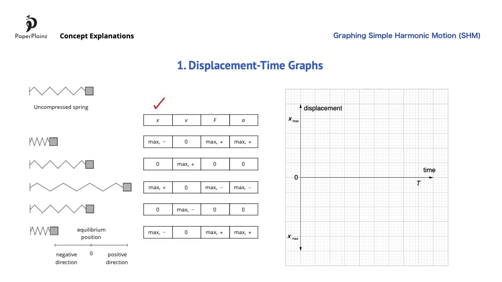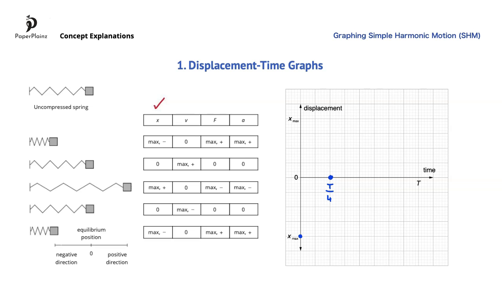At the start, when the spring is fully compressed, time is 0, and displacement is at its maximum negative value. This moment can be represented by this point on the graph. In the second position, when the object is moving to the right and passing through its equilibrium position, it has completed a quarter of a full oscillation. So the time at this point is a quarter of the time period, or T over 4.